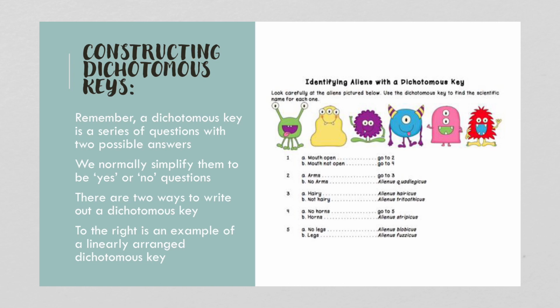So there are two different types of dichotomous keys. The first one at the right is called the linearly arranged dichotomous key. So it's just a whole bunch of statements, and then it leads you to another point.